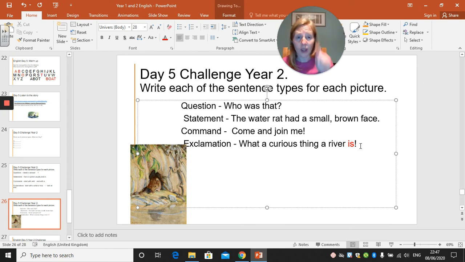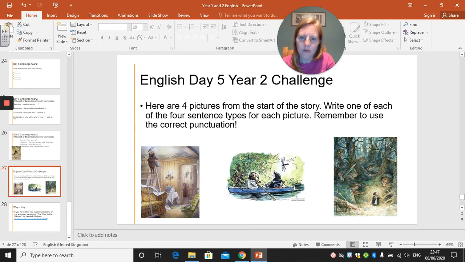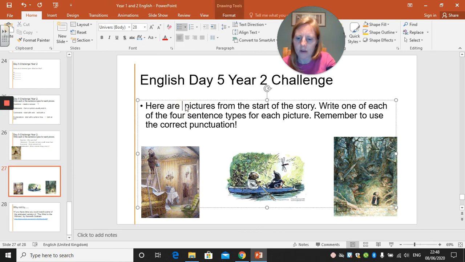I would like you to write each type of sentence for each of the 3 pictures. You've got to keep practicing and thinking through, what punctuation must I use? How do I start this sentence? See if you can follow the rules. I will give you your pictures here. So we have 3 pictures. It says there's 4, there's only 3. 3 pictures from the beginning of the story. And I would like you to use your knowledge of those 4 types of sentence to write 4 sentences for each one of each type.